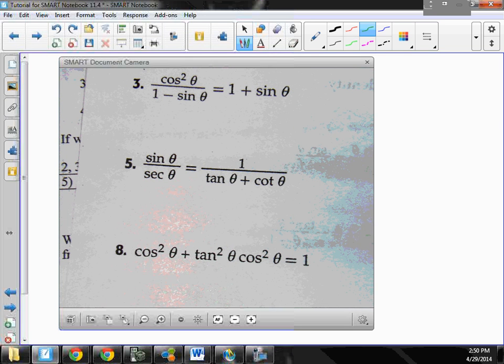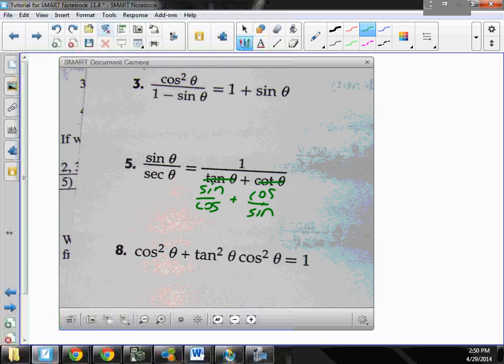So I'm going to change these to sines and cosines. Sine over cosine plus cosine over sine. Well, I don't like that it's over 1. Under 1. Okay? So 1 over 1 times, well, that doesn't really work. You can't flip them separately. Okay, never mind. Forget that.